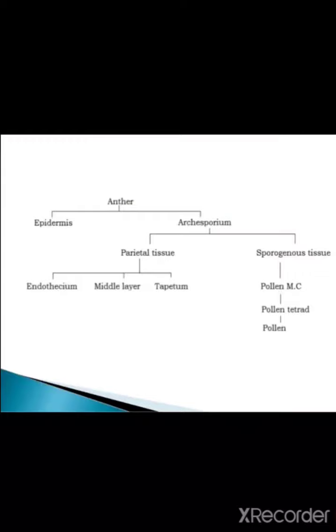Archesporium is again divided into parietal tissue and sporogenous tissue. Parietal tissue has endothecium, middle layer, and tapetum. The main function of sporogenous tissue is the formation of pollen.